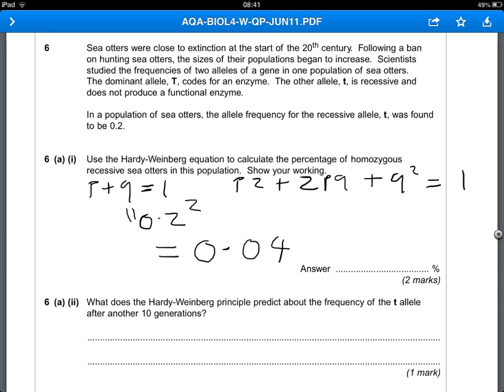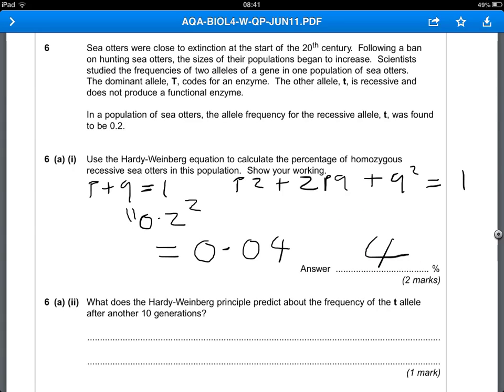Now, it actually tells you here to give it as a percentage. If you'd left your answer as 0.04, you'd have only got one of those marks. So what you needed to do is turn that to 4%. And the way you get from a decimal to a percentage is times by 100.